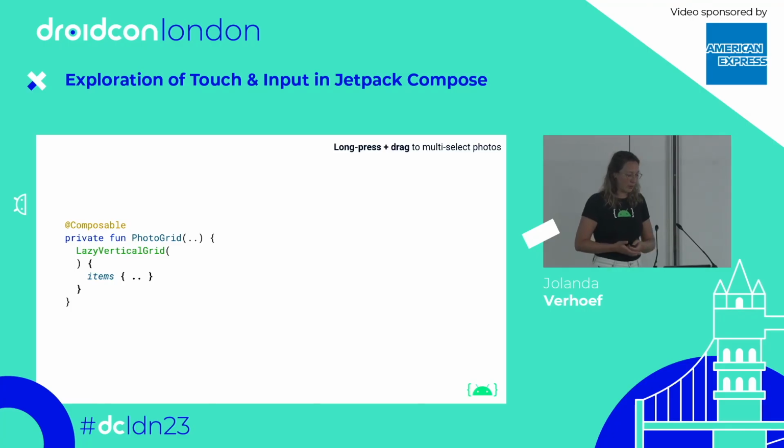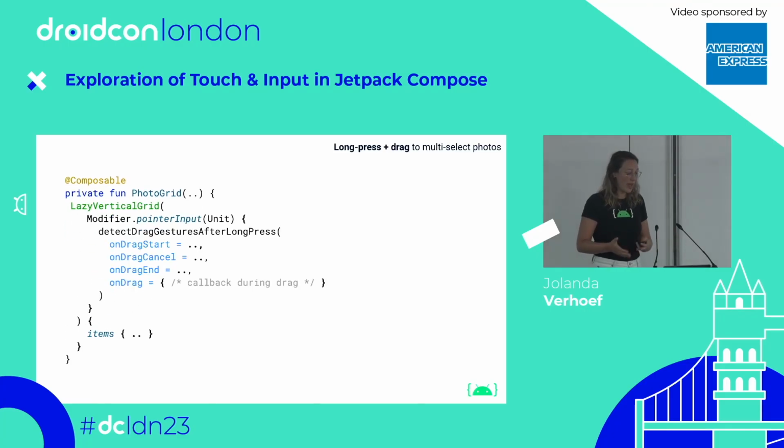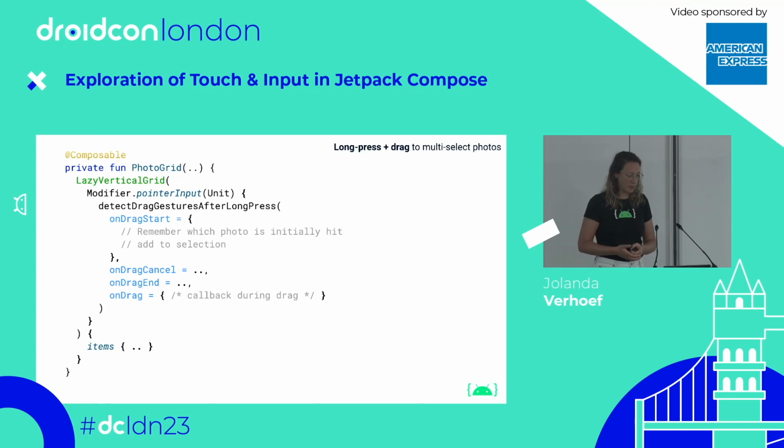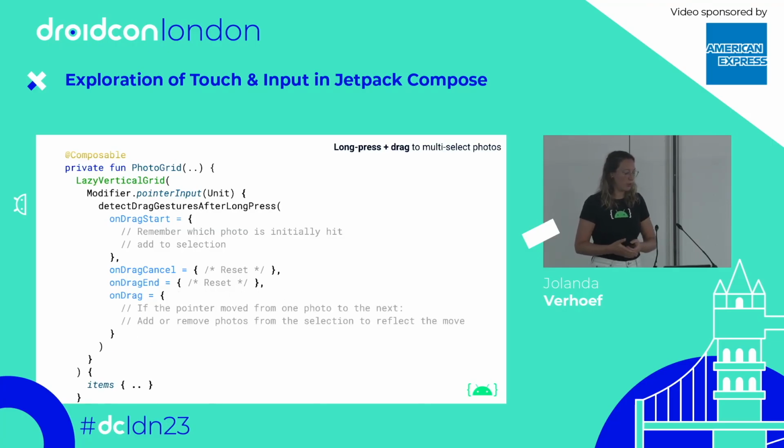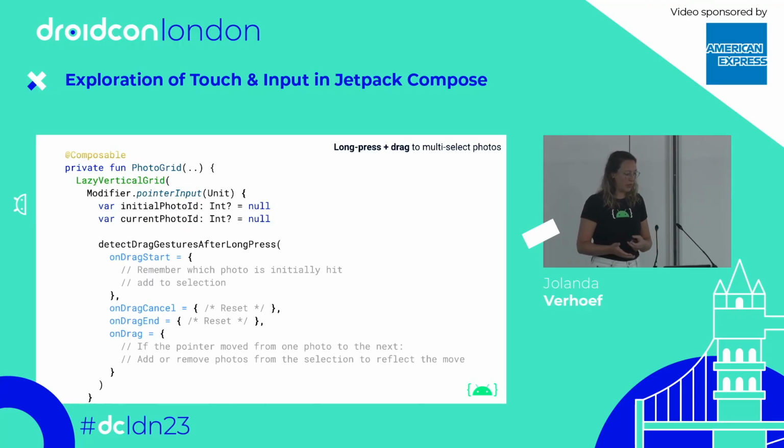So let's go back to our photo grid composable with its lazy vertical grid. We add the pointer input modifier and we use our new detection methods. Let's update our selected set. During on-drag start, we want to figure out which photo was originally selected and keep track of it. We also want to add this initial photo to the set of selected photos. Then when it's cancelled or it ends, we want to reset everything. And during on-drag, we want to figure out if the pointer changed from one photo to the next. To know which photos to add or remove, we need both the identifier of the photo that was initially hit and the identifier of the photo that the pointer was last over.